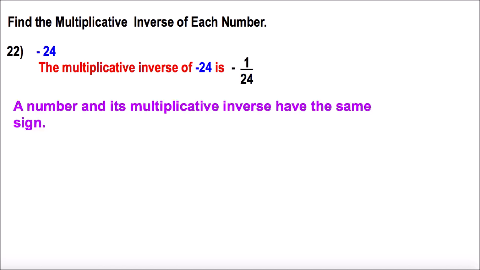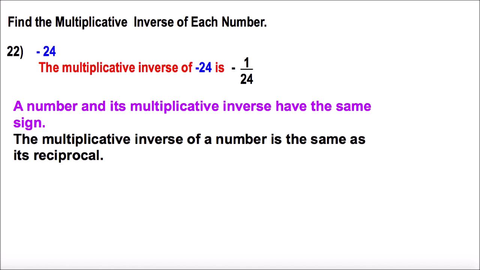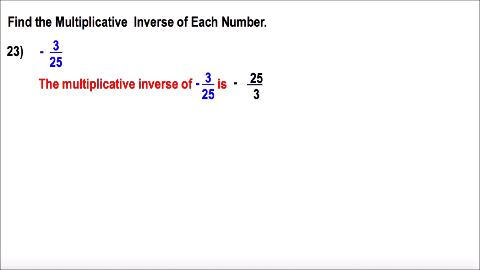Now we're changing it up. Find the multiplicative inverse of each number. The multiplicative inverse of negative 24 is negative 1 over 24. A number and its multiplicative inverse have the same sign, and the multiplicative inverse of a number is the same as the reciprocal, 1 over that number. So let's do it again. Negative 3 over 25. The multiplicative inverse of that is negative 25 over 3.